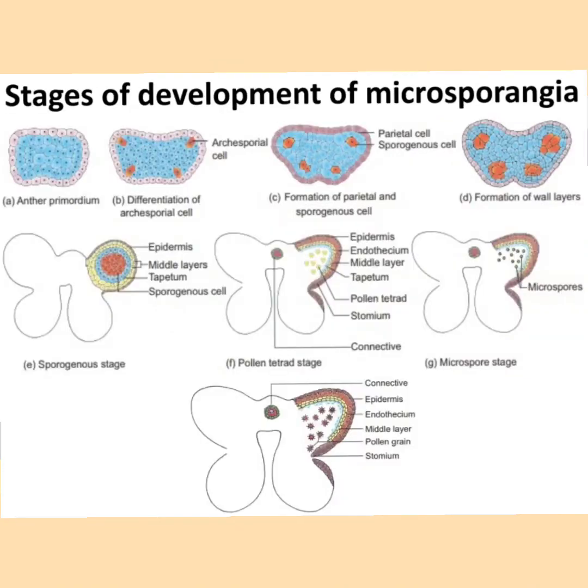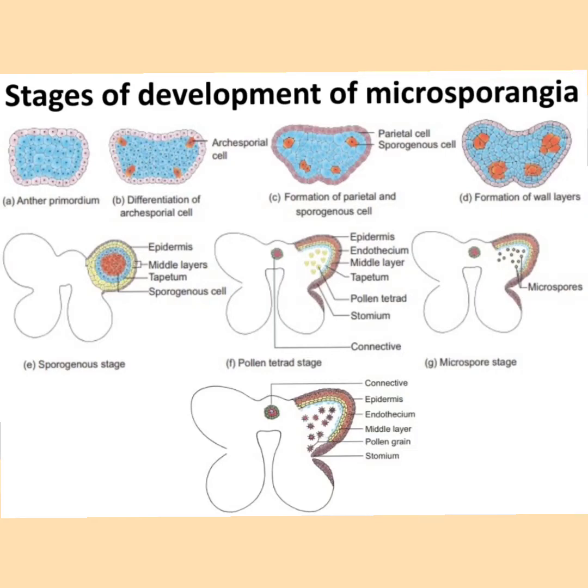Now, to sum up the stages of development of microsporangia, the first stage is the development of the Anther Primordium. The second stage is the differentiation of the Archisporial cell. The third stage is the formation of the primary parietal and sporogenous cells from the Archisporial cell. And the fourth stage is the formation of the different wall layers by the parietal cell.